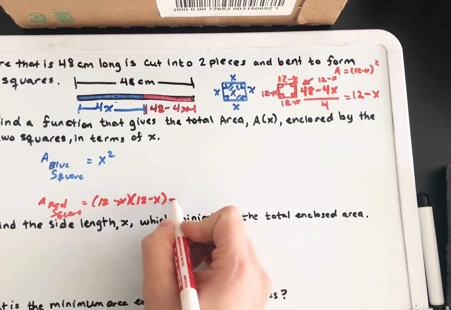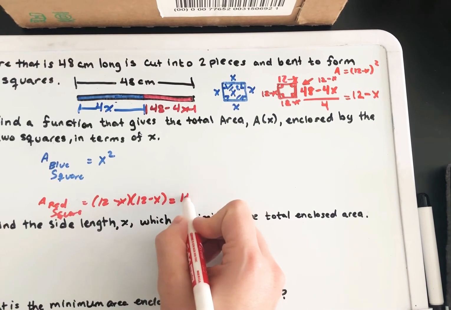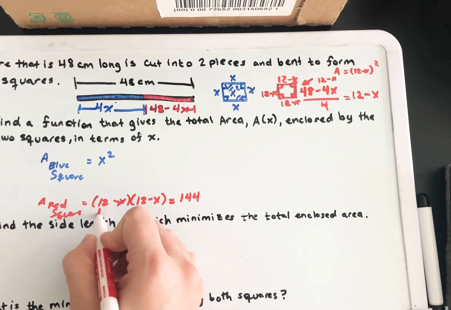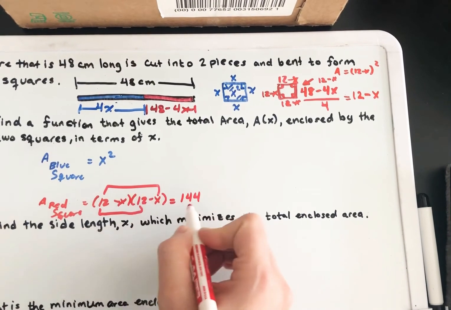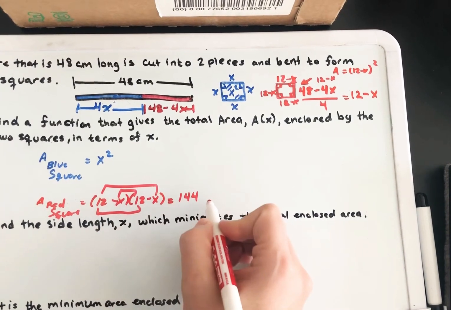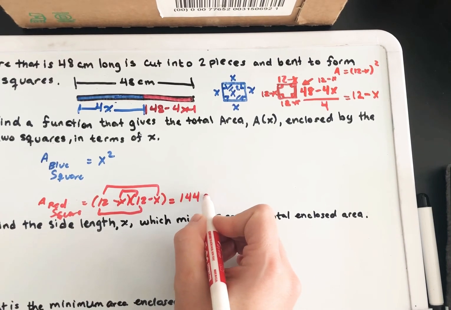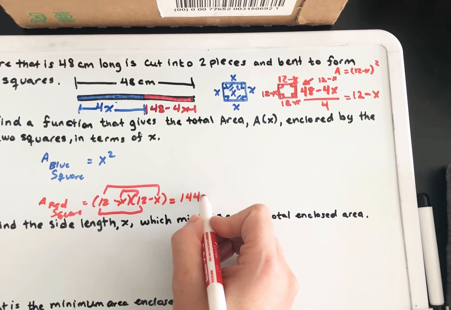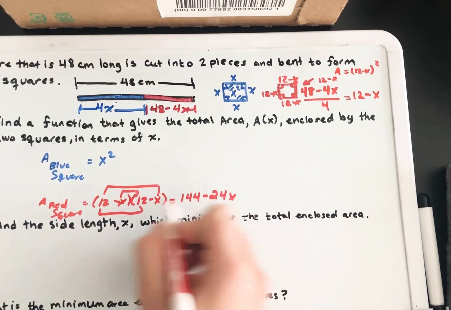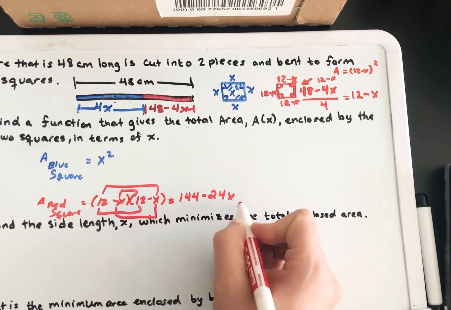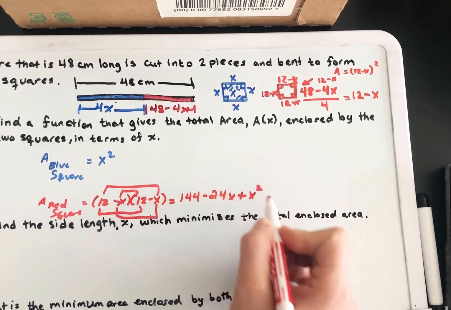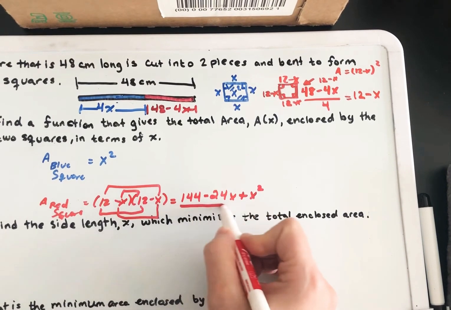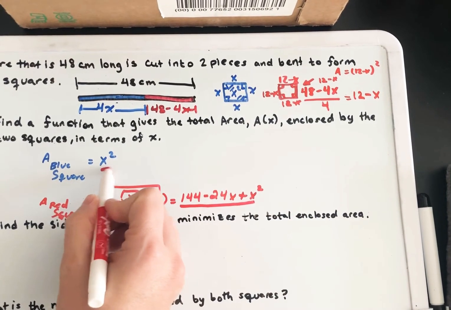If I do that and I FOIL carefully, 12 times 12 is 144. 12 times negative x is negative 12x, and then it happens again. So if I get two copies of negative 12x, I really have negative 24x. And then if I do negative x times negative x, that becomes a positive x squared. So this is the area of our red square. This was the area of our blue square.